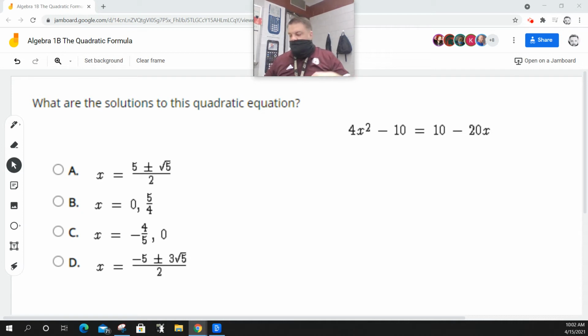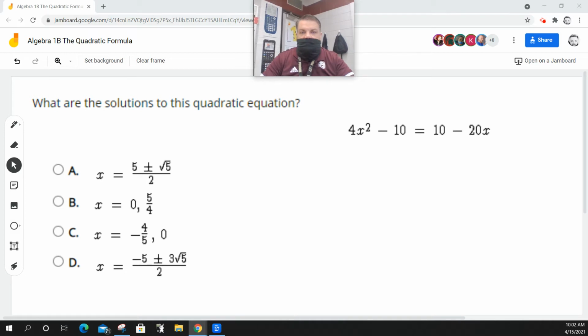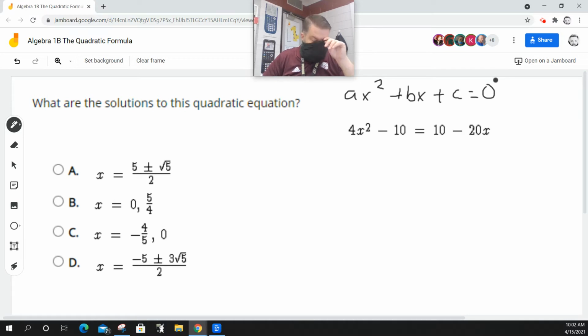All right, so for this one, remember that this whole thing has to look like ax squared plus bx plus c equals 0. And what they have written down does not look like that right now, okay? So I need to set it equal to 0. So I'm going to start moving things away from the right-hand side of the equal sign.